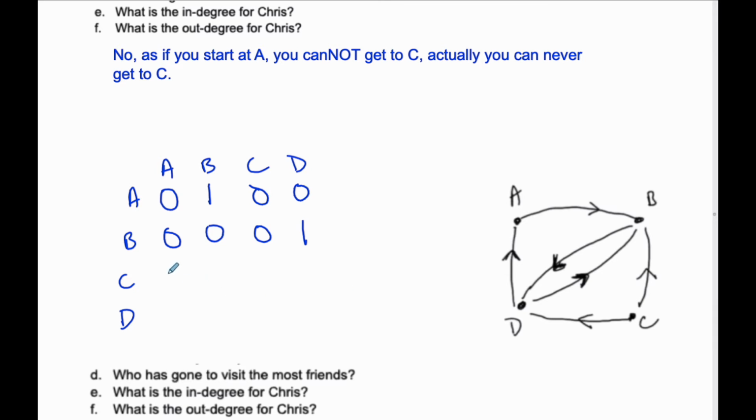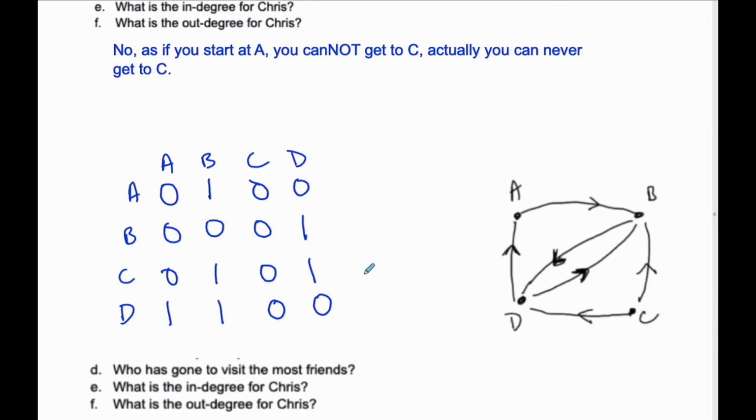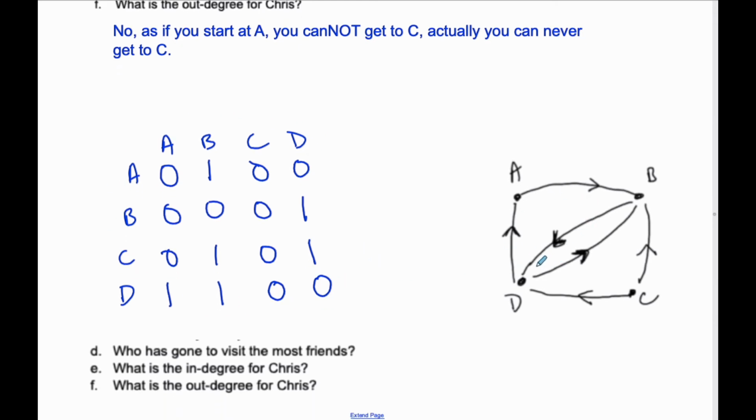C does not go to A, it does go to B, does not go to itself, and it does go to D. And finally, D goes to A. D also goes to B. It does not go to C, and it does not go to itself. And so this is the adjacency matrix, and you just follow the directions as you go.